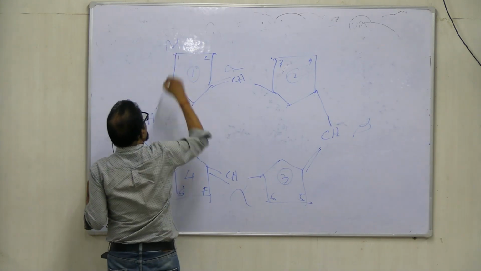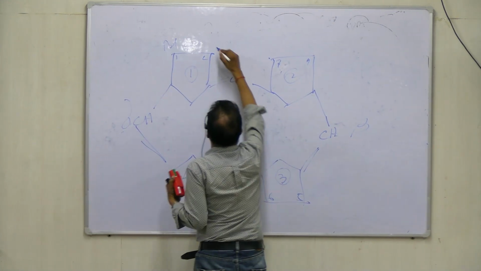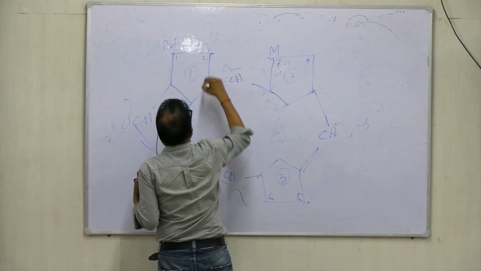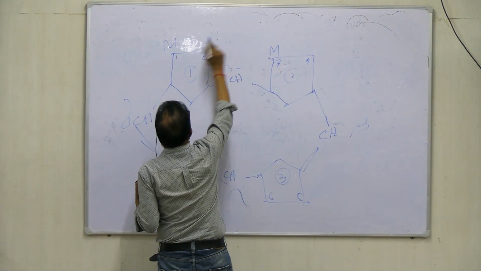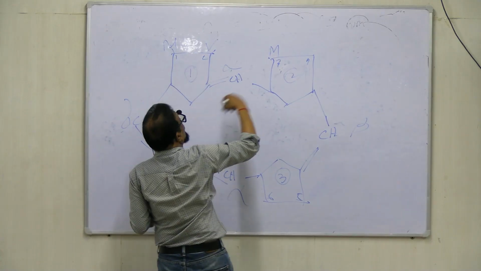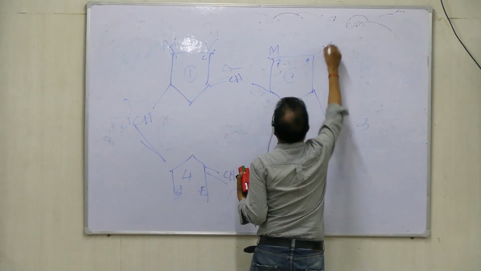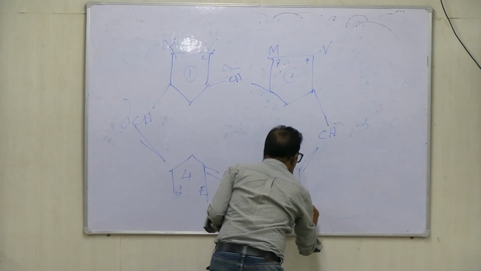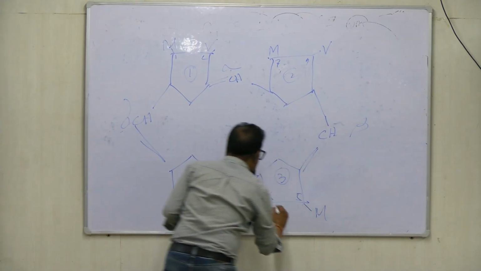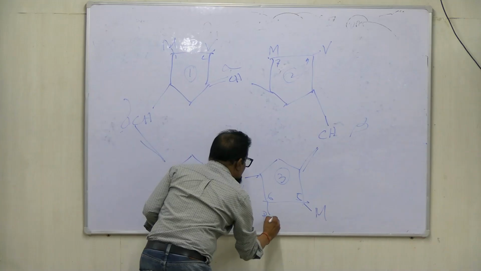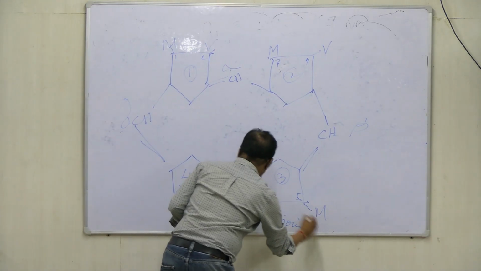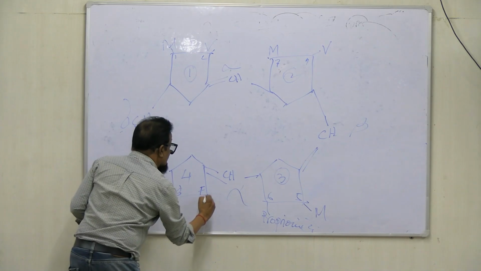This is methyl, this is methyl, and this is a vinyl group. Here you will get a vinyl group, here you will get a methyl group. Here also you will get a vinyl group, methyl, vinyl, methyl, vinyl. And here you will also get a methyl group. And here you will get propionic acid, and this is also propionic acid.